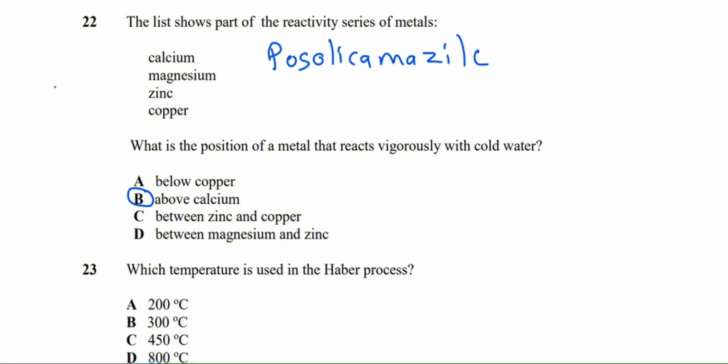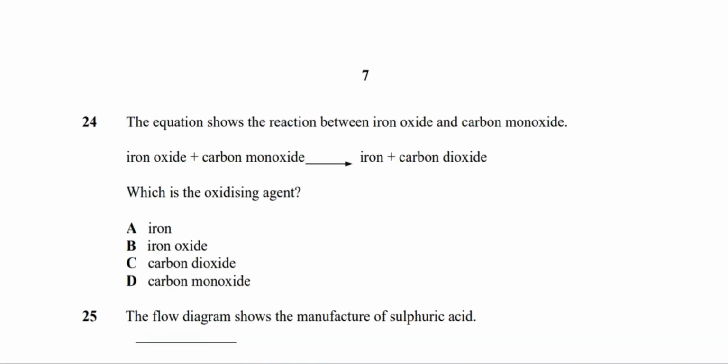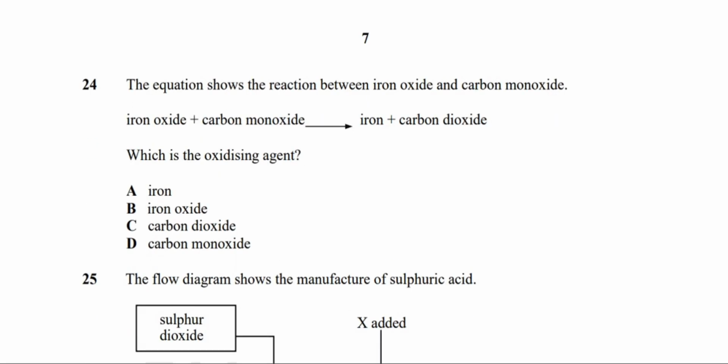Question 23. Which temperature is used in the Haber process? This one is 450 degrees. The equation shows the reaction between iron oxide and carbon monoxide: iron oxide plus carbon monoxide to form iron plus carbon dioxide. What is the oxidizing agent?